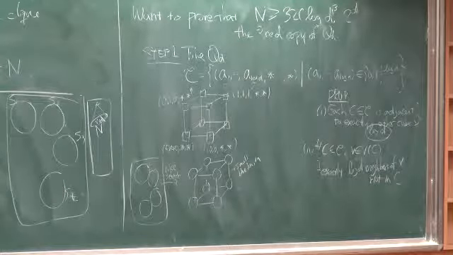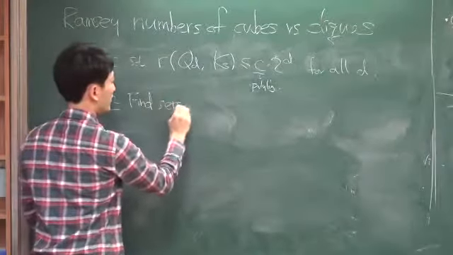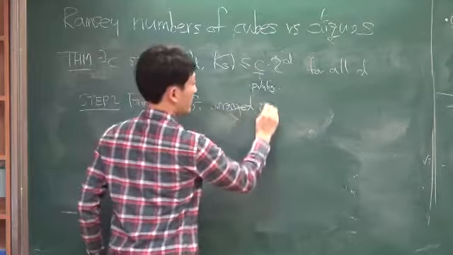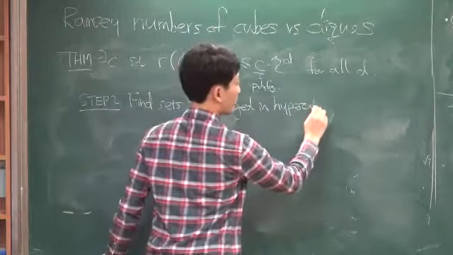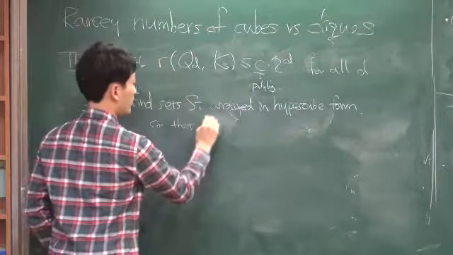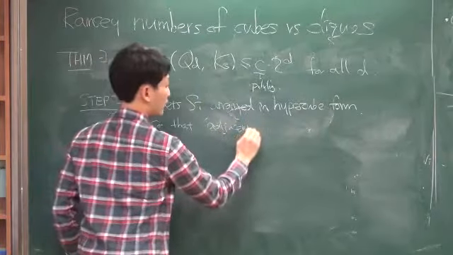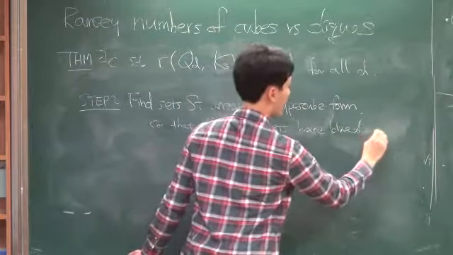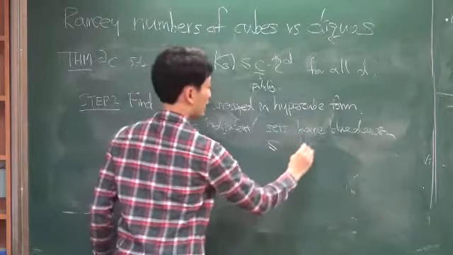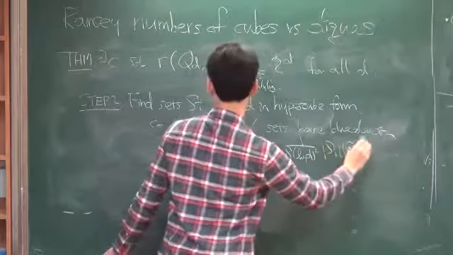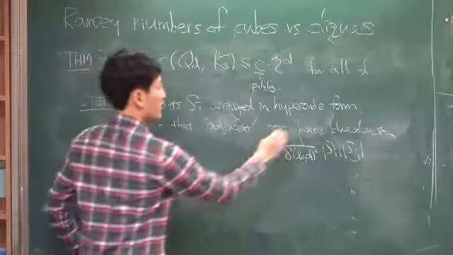So that was our step one. Step two is find sets Si arranged in hypercube form so that adjacent sets have blue density at most 1 over 8 times log d squared. Adjacent sets Si, Sj.